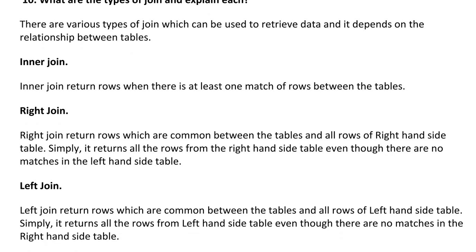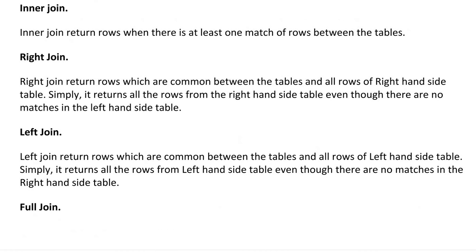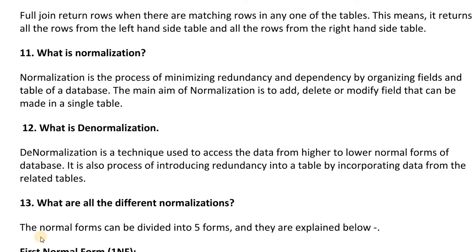Another is left join. Left join returns rows which are common between the tables and all rows of the left hand side table. Simply, it returns all the rows from the left hand side table even though there are no matches in the right hand side table. And the last is full join. Full join returns rows when there are matching rows in any one of the tables. This means it returns all the rows from the left hand side table and all the rows from the right hand side table.